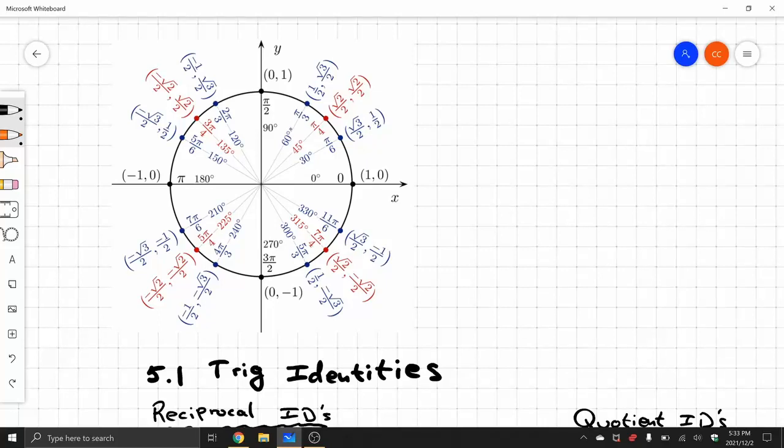So here I've got cosine of pi over 3 is equal to 1/2. So if I go to pi over 2 and I subtract theta, so I'm going to subtract this 60 degrees, okay?